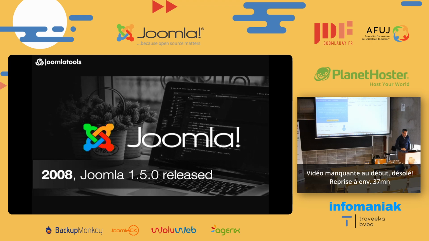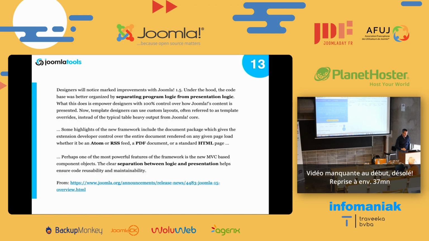Joomla 1.5 was released in 2008, which is our next step. So under the hood in Joomla, we did a lot of code reorganization and refactoring. There's a couple of interesting things related to this talk here. One of those is the format parameter and the fact that you could start to render data in different formats: Atom, RSS, PDF, and HTML. And the fact that internally components were now MVC based. They had a model, a view, and a controller.